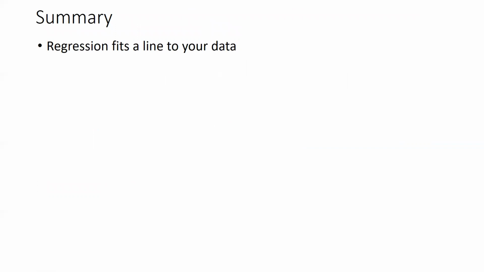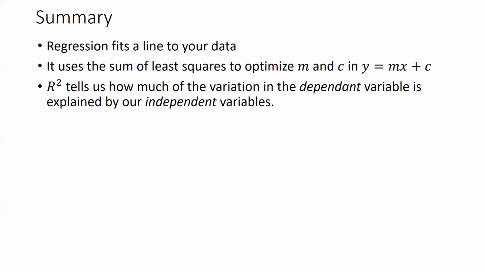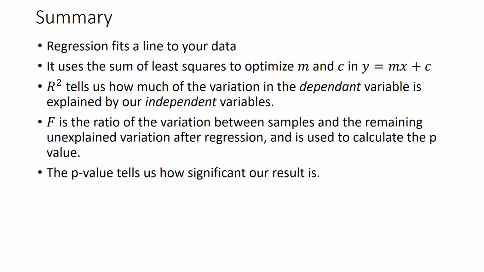So in summary, regression fits a line to your data, a line of best fit. It uses the sum of least squares to optimize m and c in the equation y equals mx plus c. R squared tells us how much of our variation in the dependent variable is explained by our independent variables. F is the ratio of the variation between samples and the remaining unexplained variation after regression, and we use F to calculate our p-value. And of course, the p-value tells us how significant our result is, or how likely we would expect this result.